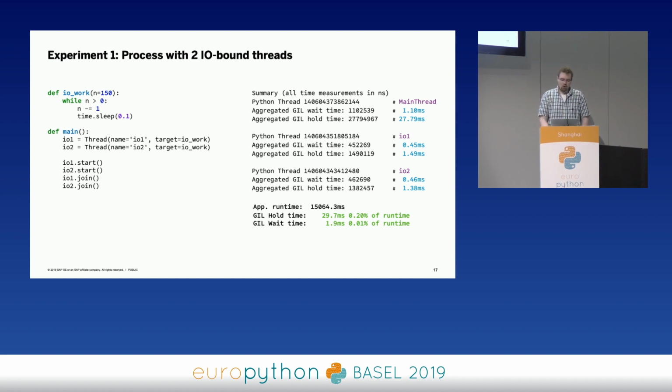Overall, we can say we hold the GIL only 0.2% of the full runtime, and we also had a wait time of less than 0.01% of the full runtime. So basically, no GIL contention at all. And in that situation, the GIL is not a problem.